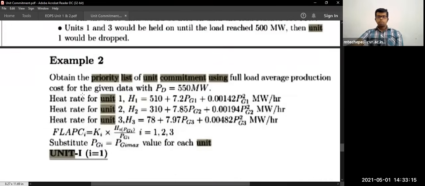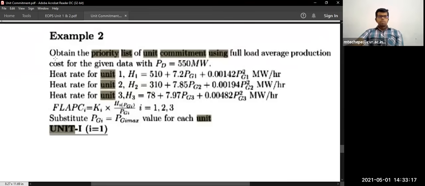Next, example problem 2. Obtain the priority list for unit commitment using full load average production cost for the given data with the power demand as 550 megawatt. So we have to go for a priority list. We have to frame the priority list for a demand of 550 megawatt.